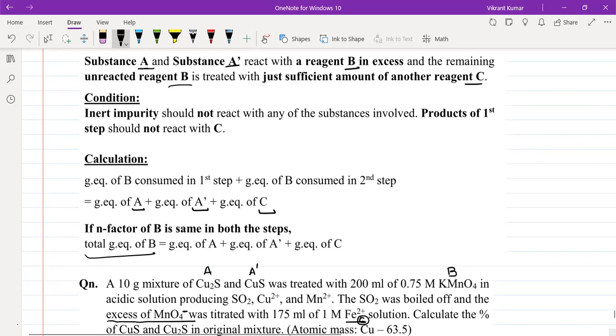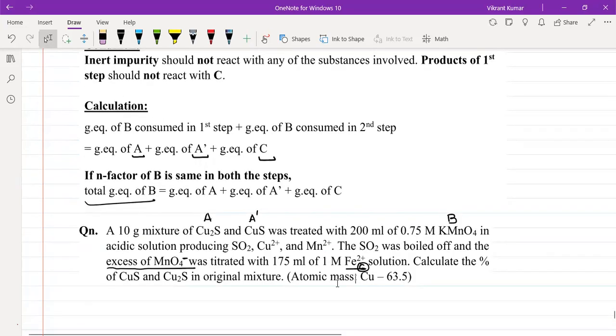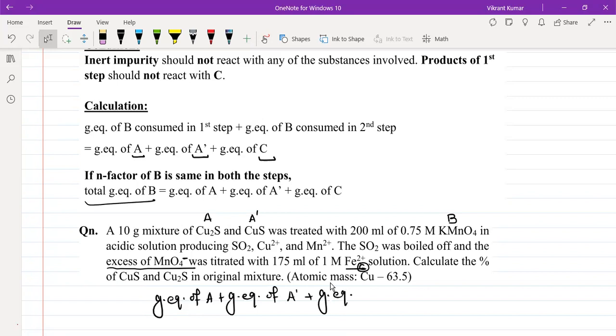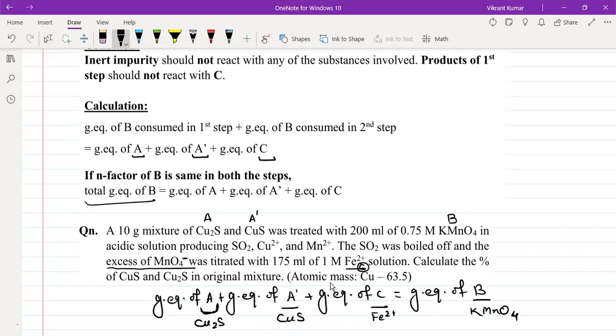Understood ना? And then we'll write, एक लाइन में इसको लिखेंगे, ग्राम इक्विवेलेंट्स ऑफ A plus gram equivalents of A dash plus gram equivalents of C will be equal to gram equivalents of B. Now, if I'm saying A is Cu2S, then this will be CuS, this will be Fe2+, and this is KMnO4. इसको डिवाइडेड बाय मत सोचिए, मैंने अंडरलाइन किया है, तो थोड़ा टेढ़ा कर देता हूँ. ओके.